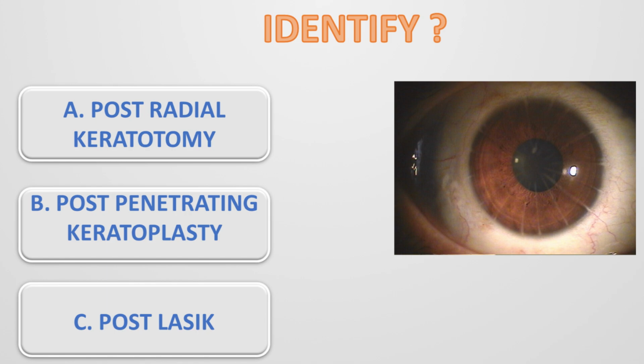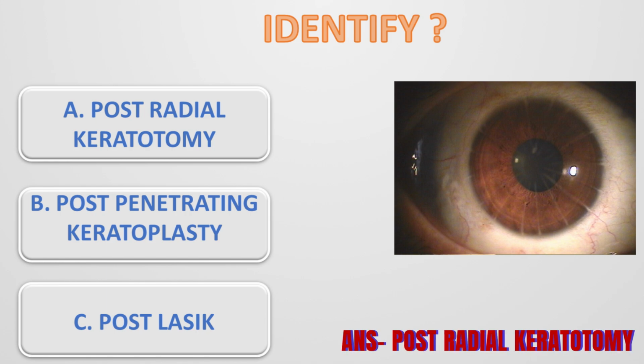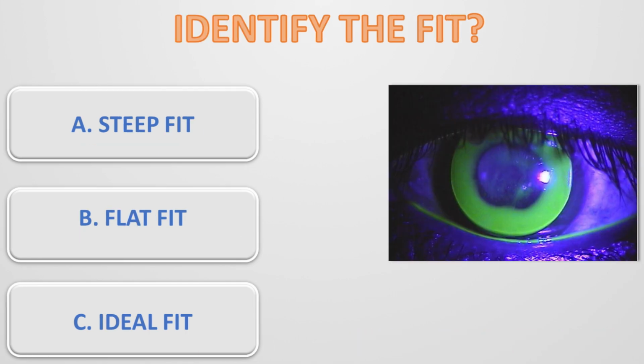Next question. Identify the refractive surgery done. Options are: A, post-radial keratotomy. B, post-penetrating keratoplasty. C, post-LASIK. The answer is option A, post-radial keratotomy. Let's move to next one. Identify the contact lens fit. The correct answer is option B, flat fit.